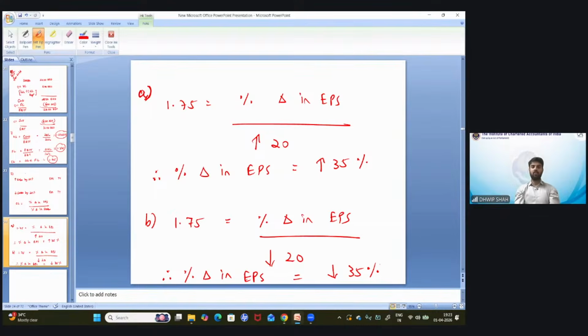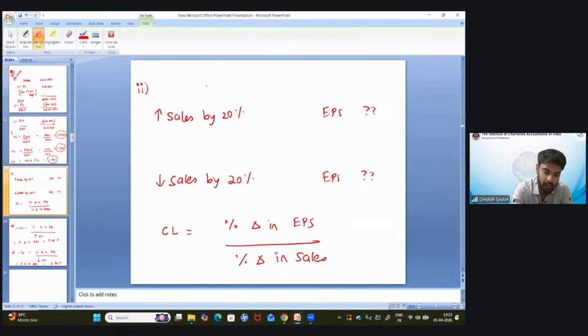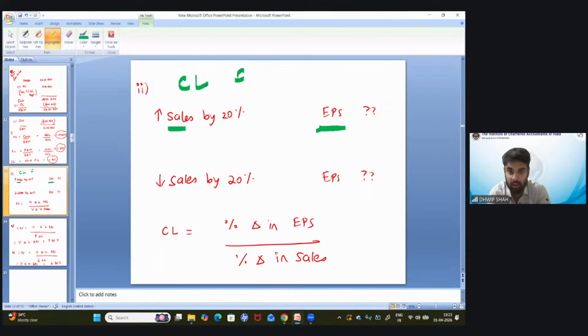Bolo, any queries? So simply I have used the formula of interpretation of combined leverage. Interpretation वाली formula use की है. हाँ, but आपको ये click होना चाहिए कि question में effect of sales on EPS पूछा है, मतलब combined leverage की बात कर रहे हैं. Are you following? They are talking about combined leverage. This should be clicked.